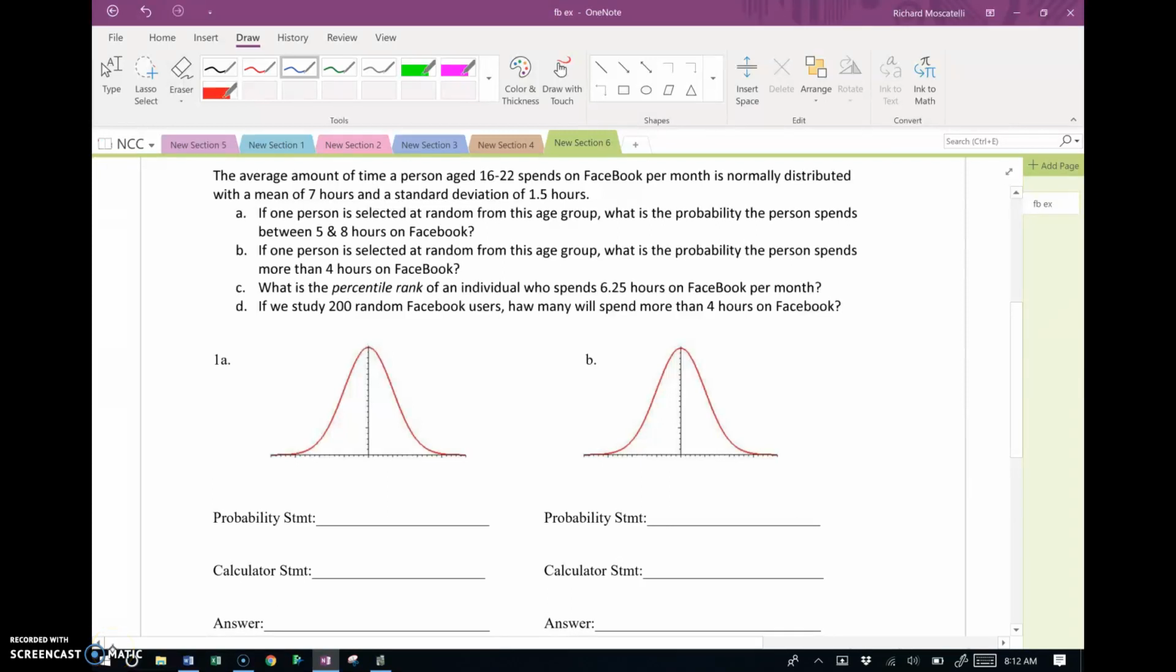Okay, so in this video, what I'm going to do is show you how to work some probability applications using the normal distribution. We're going to do this rather than using tables. I'm going to show you how to use the TI graphing calculator's normal CDF function to do this. All right, so let's give a look.